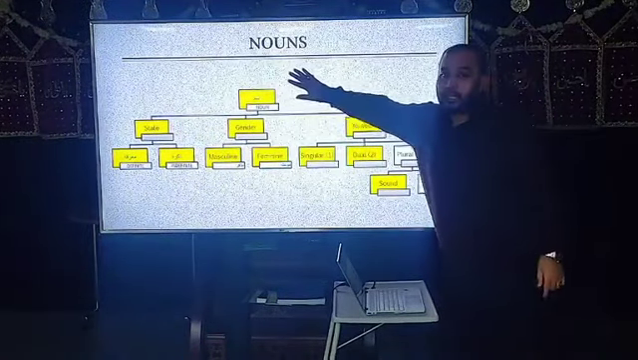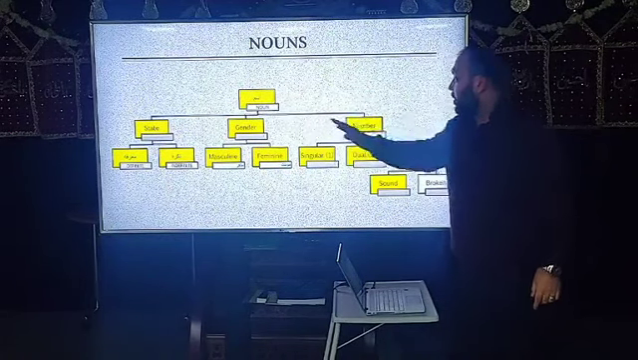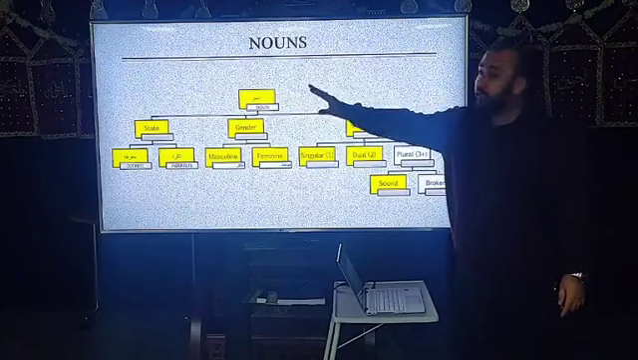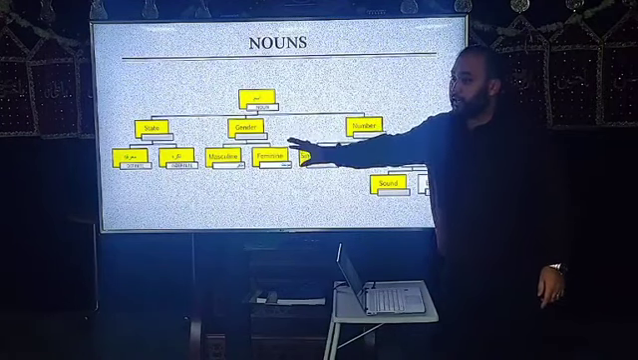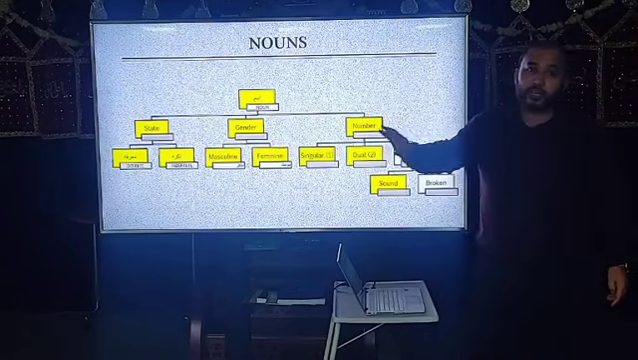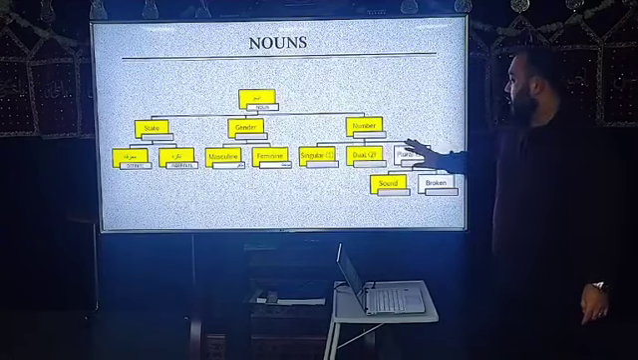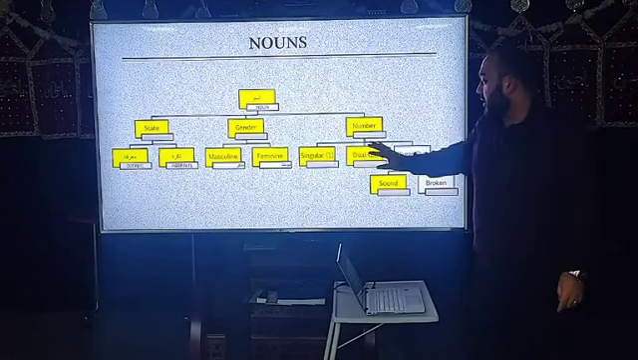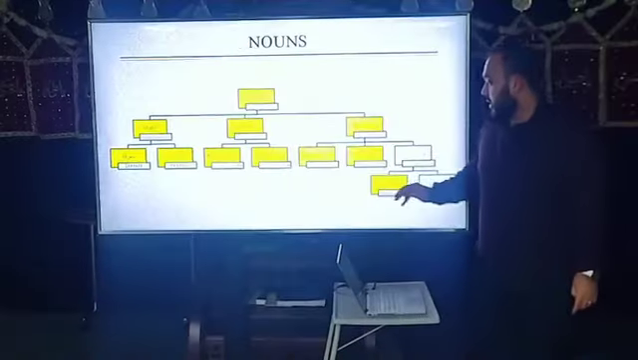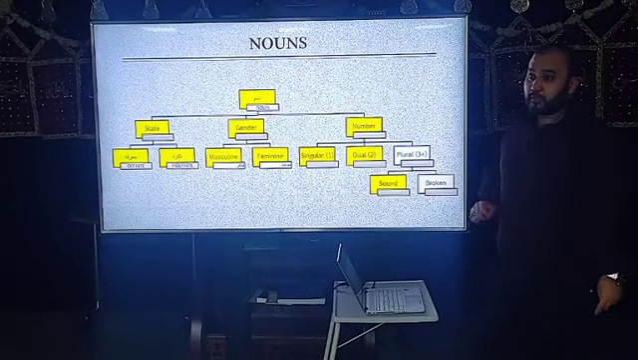So you can see we're looking at noun. The noun divides into three sections: state, gender, and number. And then the state divides into ma'rifa and nakira, which we have looked at. Gender divides into masculine and feminine, and we have looked at that as well. And number divides into singular, dual, and plural. We looked at these three last week. And plural is divided into sound and broken.